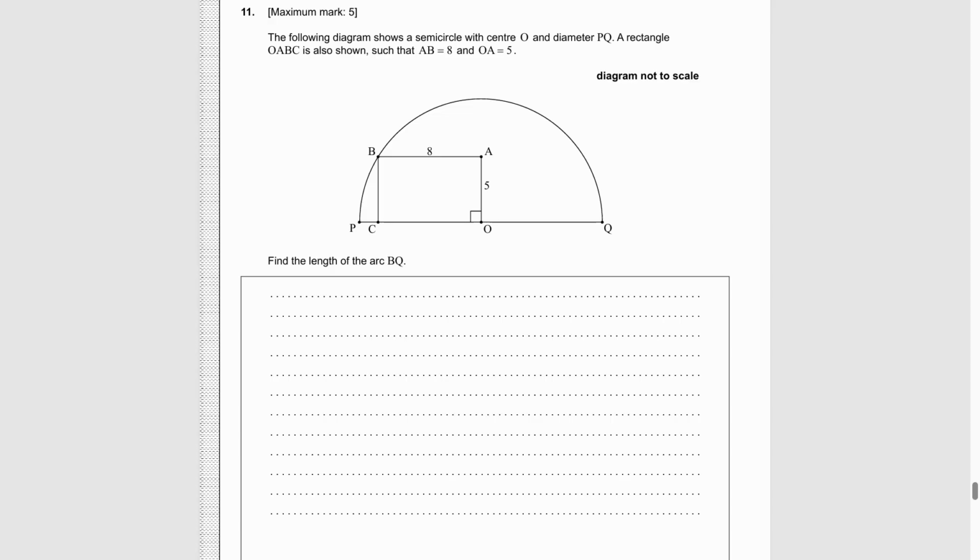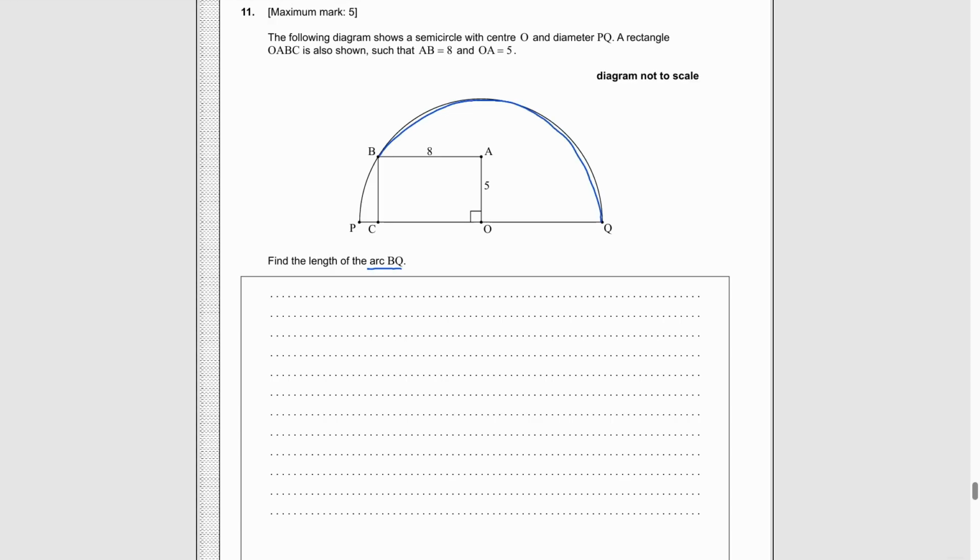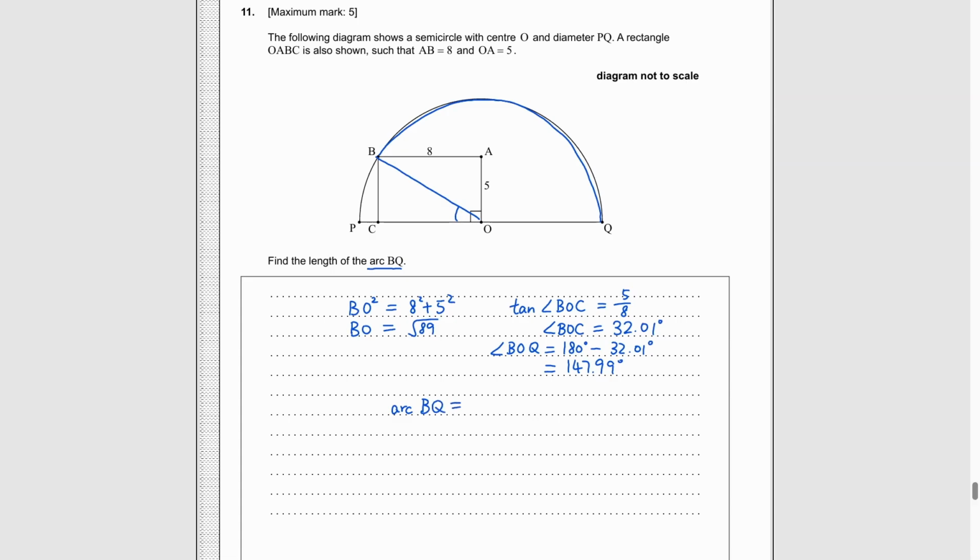Question 11. We have a semicircle, and we want to find the length of arc BQ. First, we note that BO is the radius of the circle, so we can apply Pythagoras' theorem to calculate it. After that, we find the angle BOC by using the tangent ratio in the right-angled triangle. Once we know angle BOC, we can determine angle BOQ. Finally, we use the circumference of the circle multiplied by the proportion of this angle over 360 degrees to find the length of arc BQ.